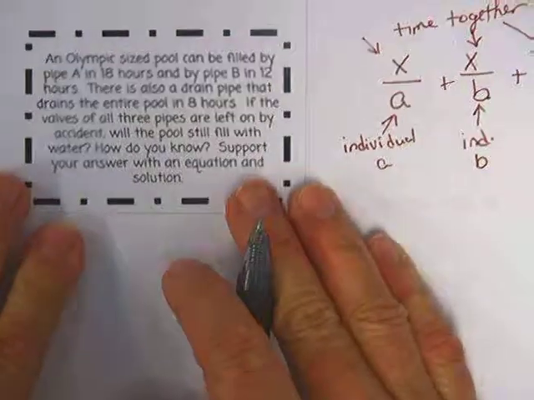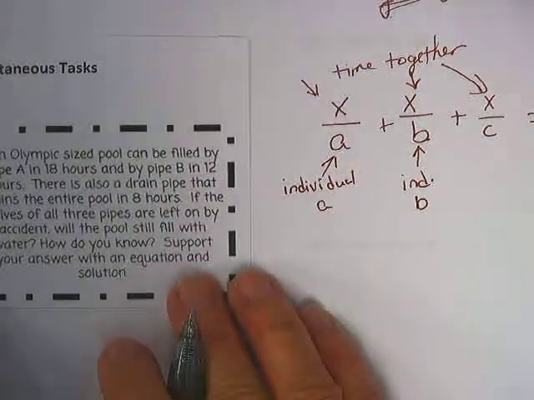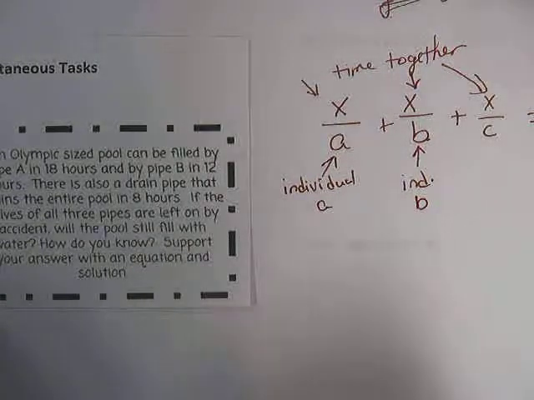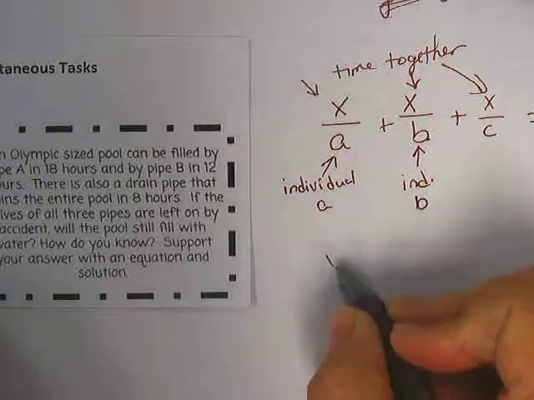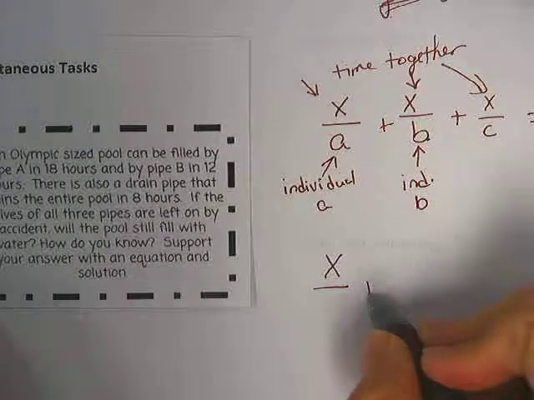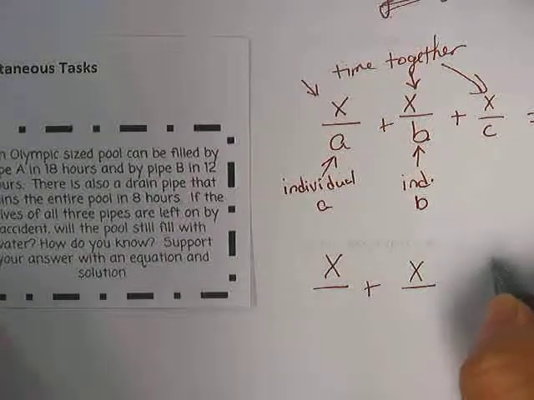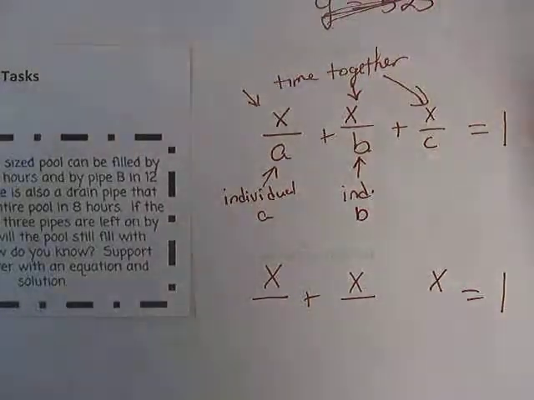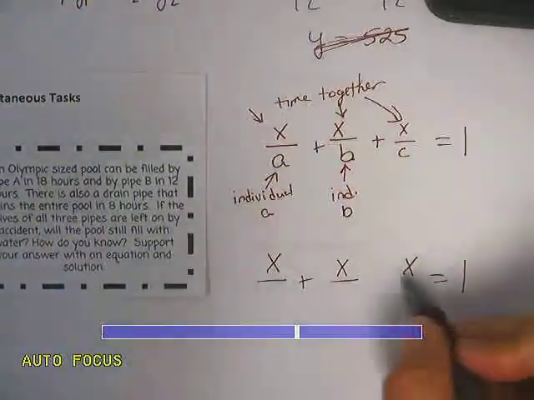So if we're looking at our example here, I don't know how long it takes altogether. So x will stay in my equation. X over something plus x over something equals 1. Let's shrink that so you can see.